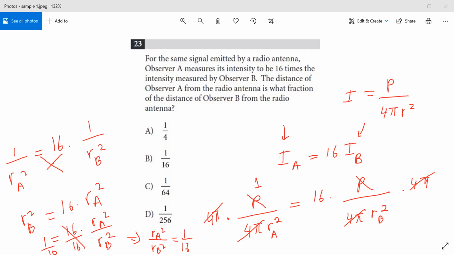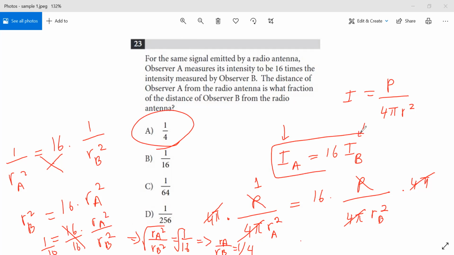Then take the square root of both sides. Once you take the square root of both sides, RA over RB equals 1 over 4, which is choice A. So what I did is, from this relation, I wrote the intensity of A and the intensity of B, then canceled out the constants, and then looked for RA squared over RB squared. Because they're both squares, I have to take the square root of both sides. So in this case, the answer is A.